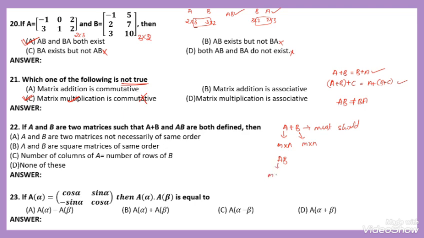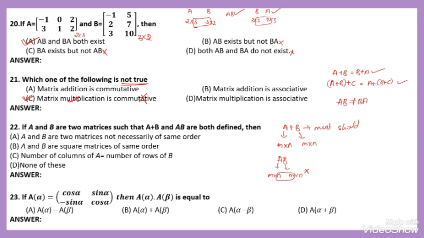For one M cross A N, here for this one M cross N, this is not possible for multiplication. It may be sometimes possible if both A and B are square matrices. Otherwise, not possible. Here I will check the option.